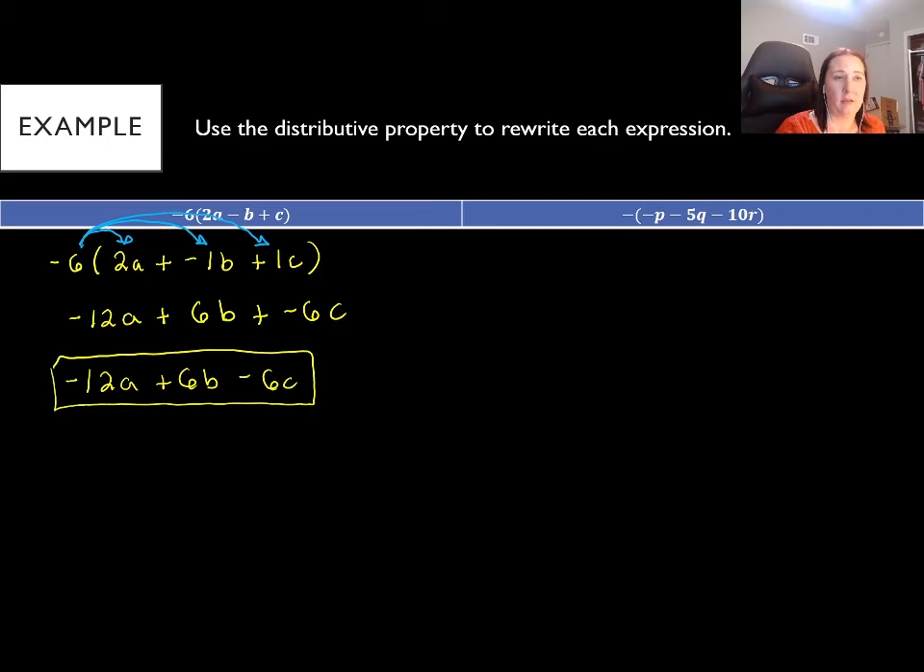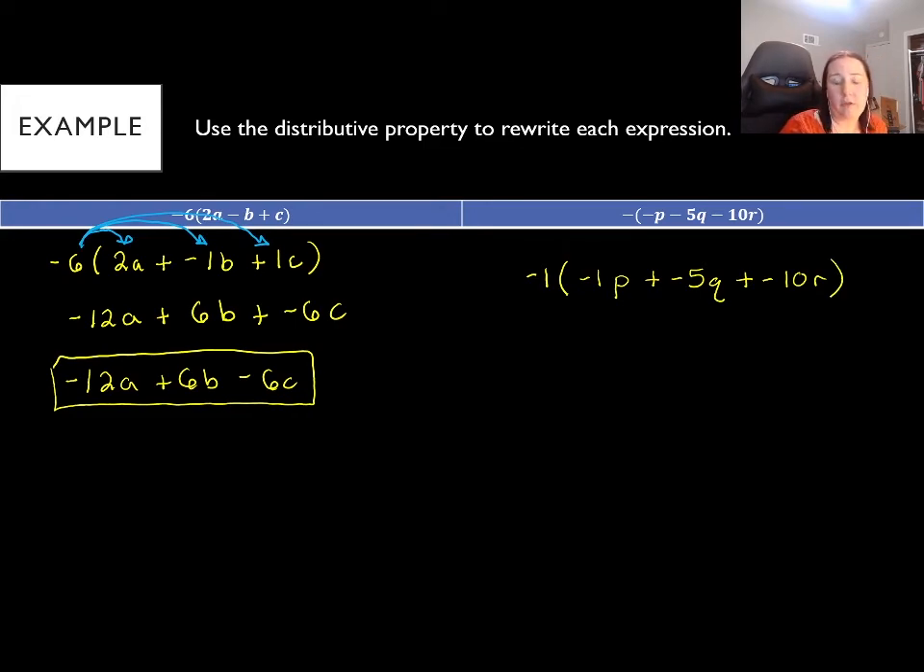So now let's look at the example on the right. I'm going to rewrite all these subtractions as adding negatives. I'm going to put ones where needed. So I'm going to rewrite this as negative 1 instead of a negative in front because we don't have a number. And I'm going to turn this into a negative 1p because we don't have a number there. And then I have subtraction, so I'm going to make that adding a negative 5q. I have another subtraction, so I'm going to do adding a negative 10r.